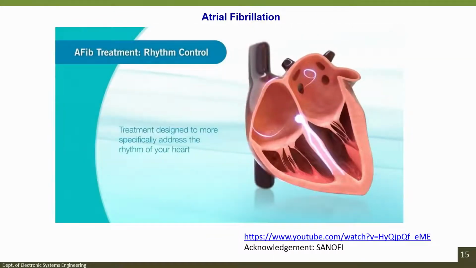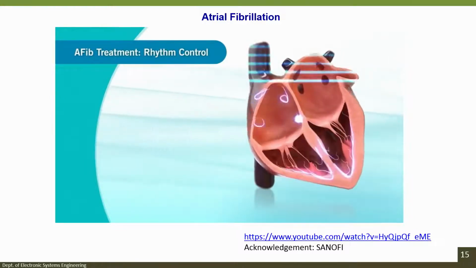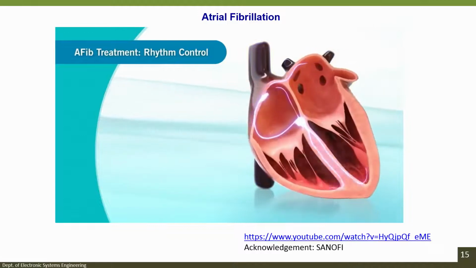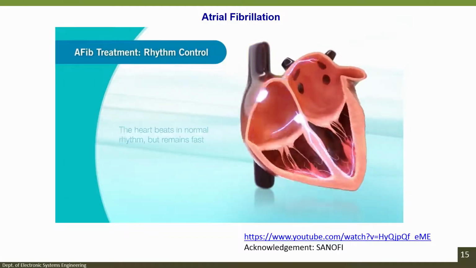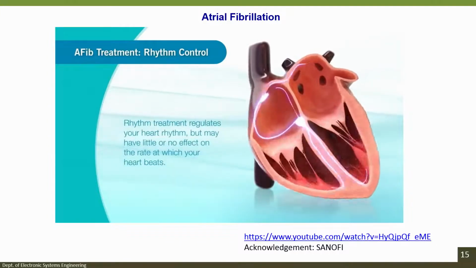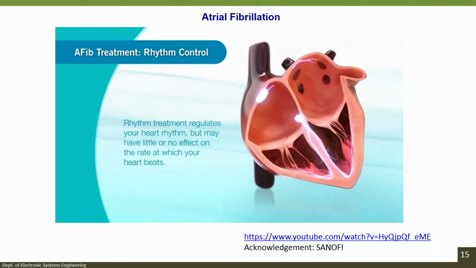Your doctor may recommend a treatment designed to more specifically address the rhythm of your heart. When rhythm control medication is used, the heart beats in normal rhythm, but remains fast. Rhythm treatment regulates your heart rhythm, but may have little or no effect on the rate at which your heart beats.